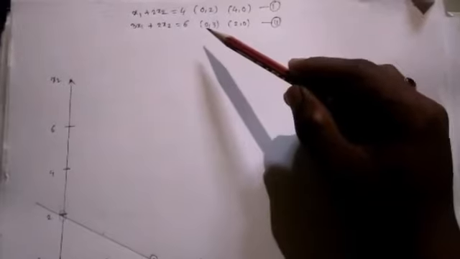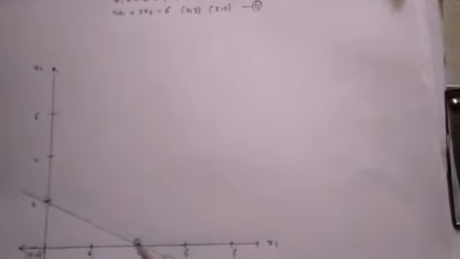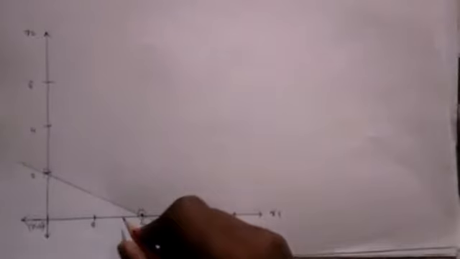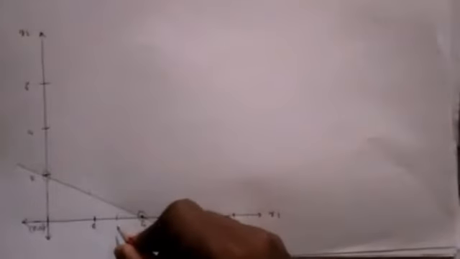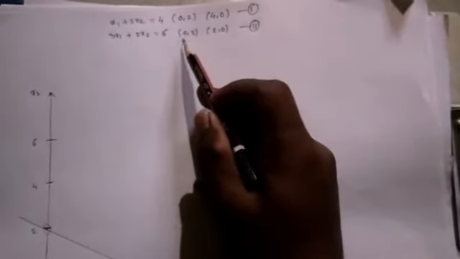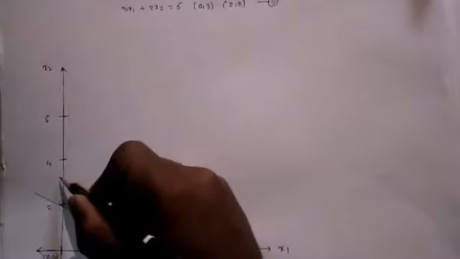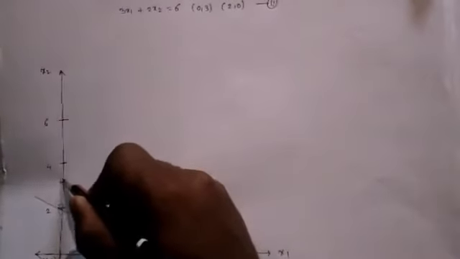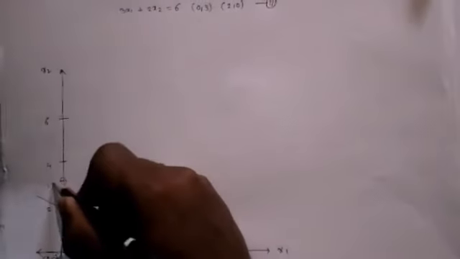Okay, what are the coordinates? 0, 3 and 2, 0. 0, 3 is here only. How can we read it? x1 is equal to 0 and x2 is equal to 3. So here is the point 0, 3.